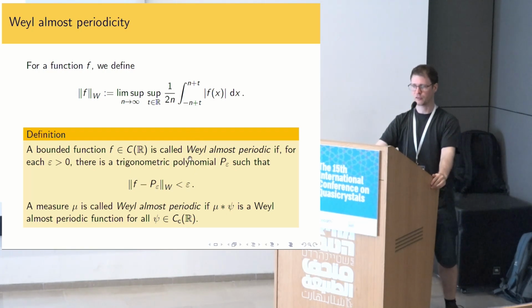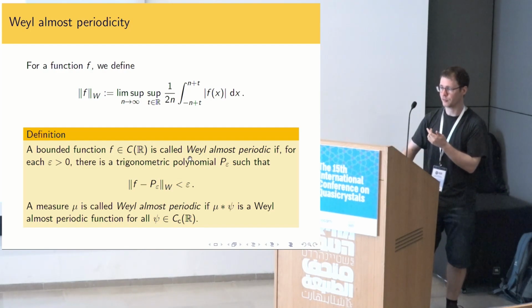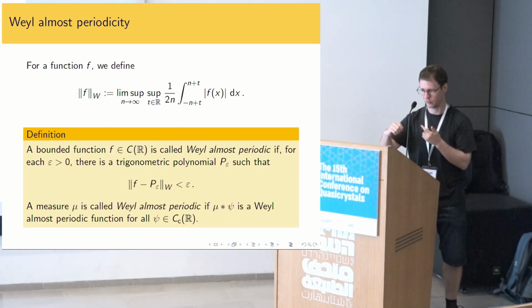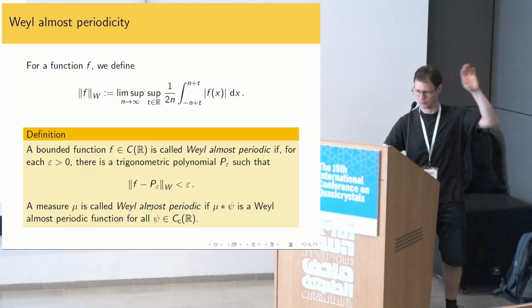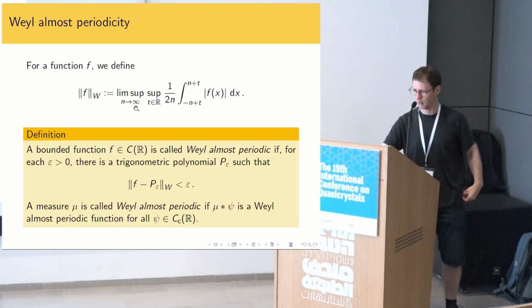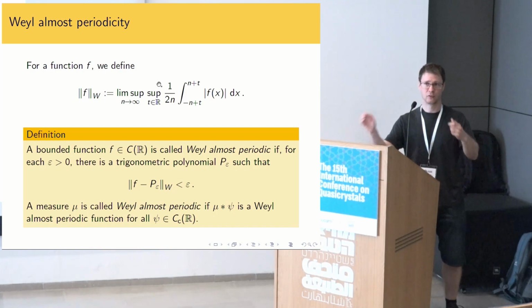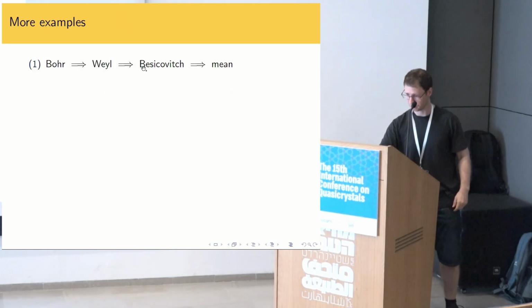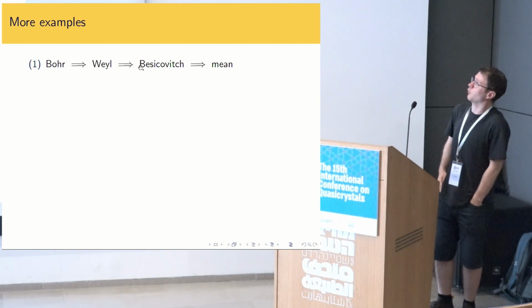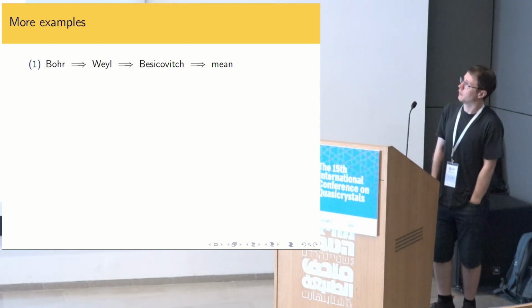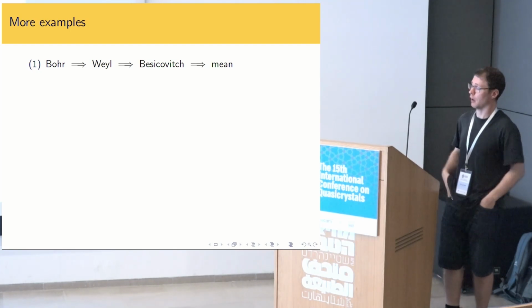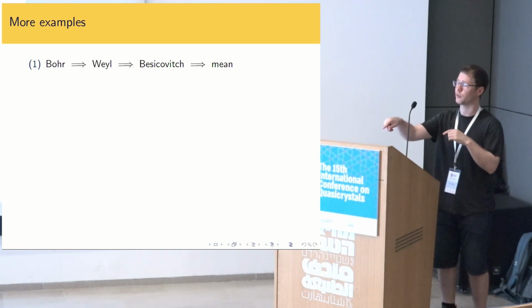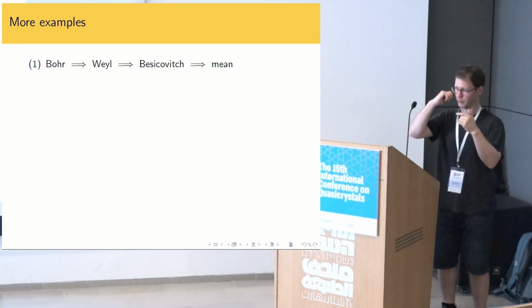But then I do exactly the same. Again, I ask which functions can I approximate via trigonometric polynomials with this seminorm. And again, we carry it over the same way to measures as usual. Now, like I said, this is stronger because there's a supremum inside, which gives us the following chain. Every Bohr almost periodic function is Weyl almost periodic. What I just showed you, the property, is called Weyl almost periodicity.